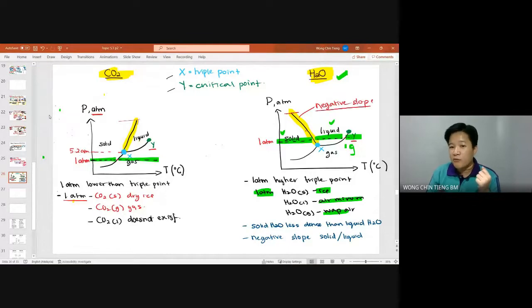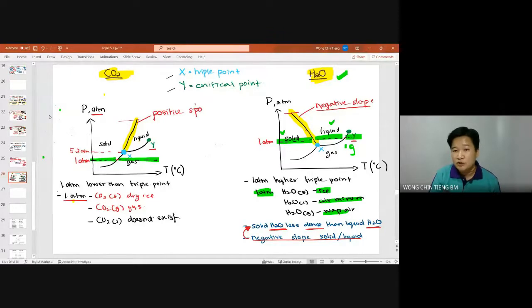The negative slope over here, that will then answer why is a negative. Negative bermakna dia adalah abnormal. Kenapa tiba-tiba dia jadi negative? Because the solid water is less dense than your liquid water. That is the reason. Because most of the time, dia adalah positive slope.